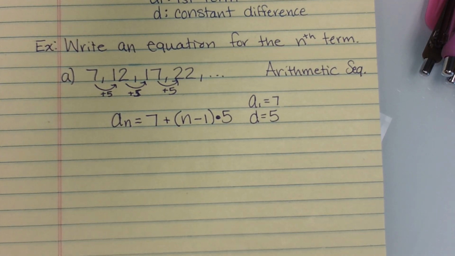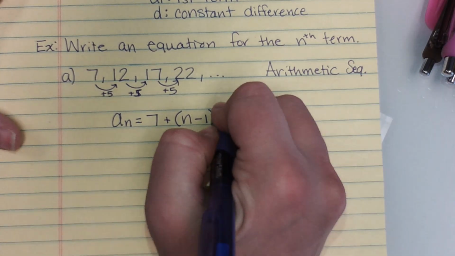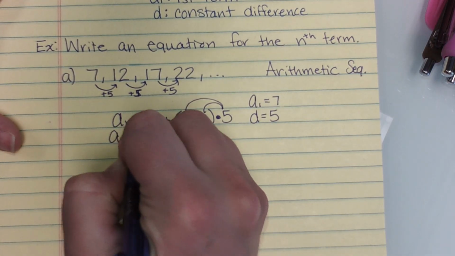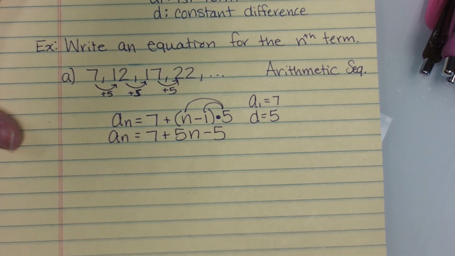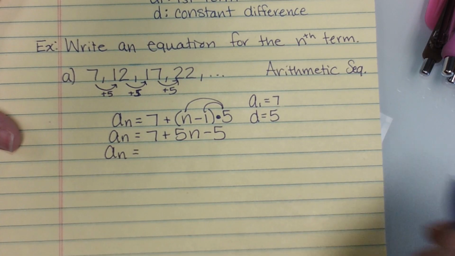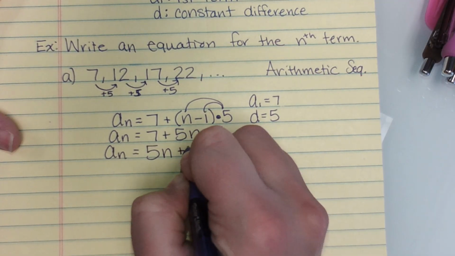Much like with linear equations, we don't generally leave them in a form like this. We want them simplified. If I want to simplify this equation, what am I going to do? Distribute, and then I will combine like terms. A sub n equals 7 plus 5n minus 5. Combine like terms. A sub n is equal to 5n plus 2.